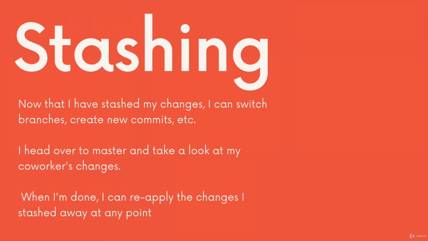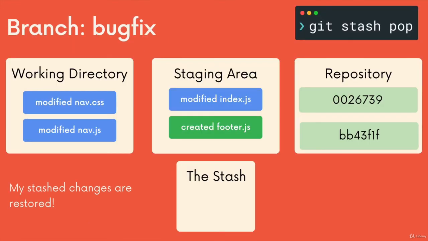So now I can hop over to the master branch. I can do whatever I need. I can even make new commits on the current branch. I can really do anything without having to worry about those changes coming with me. And then when I'm done, I can reapply those changes. So I can go back to my bug fix branch where I was, and then call git stash pop, which will take the changes that were in the stash, pop them off and add them back into my working directory or in the staging area. And I can keep working exactly where I was before all of this happened.